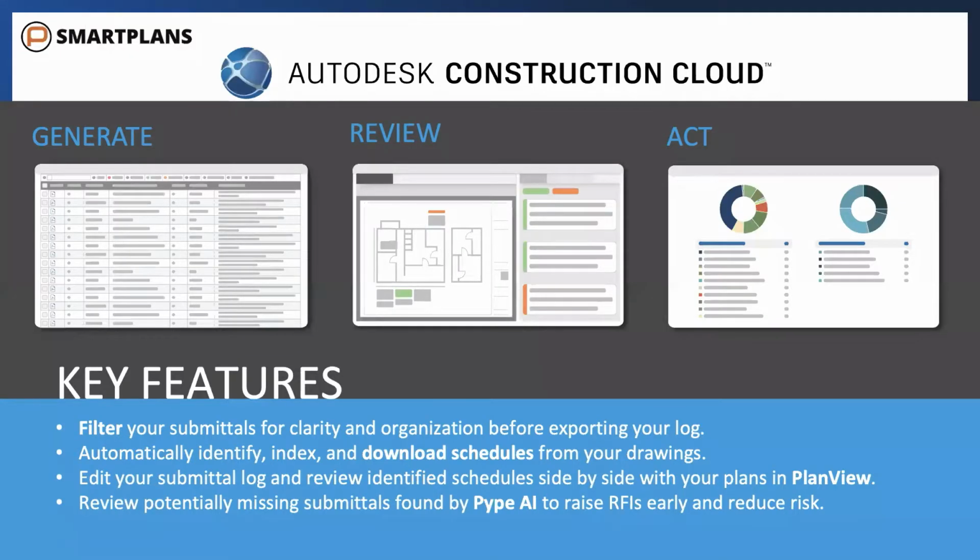The SmartPlans platform allows project teams to upload drawing files and instantly identify action, informational, and closeout submittals, along with QA, QC requirements, mockups, tests and inspections, and more. Using the capabilities within the platform, project teams can index all product, equipment, and finish schedules all on one page.